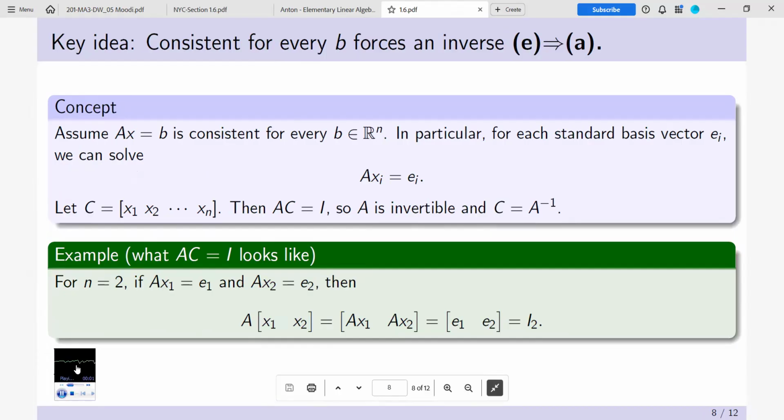This is a beautiful construction. If A can hit every target B, then it can hit the special targets E1 through En. Stack those solutions as columns, and you literally manufacture the inverse.